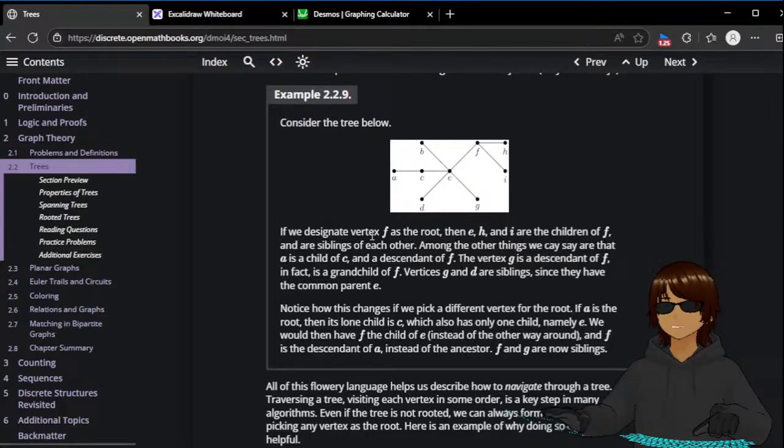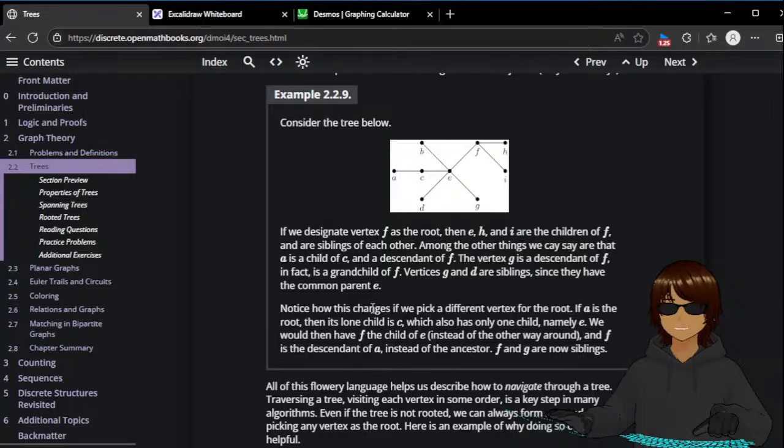Consider the tree below. If we designate vertex F as the root, then E, H, I are the children of F, and are siblings of each other. Among the other things we can say are that A is a child of C and a descendant of F. The vertex G is a descendant of F. In fact, it is a grandchild of F. Vertices G and D are siblings, so they have a common parent E.